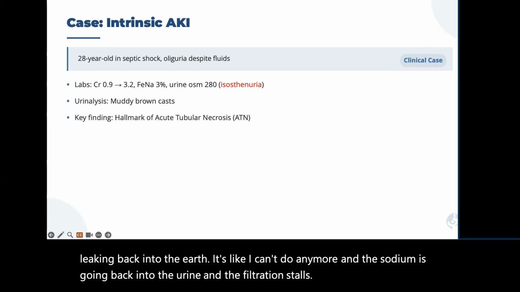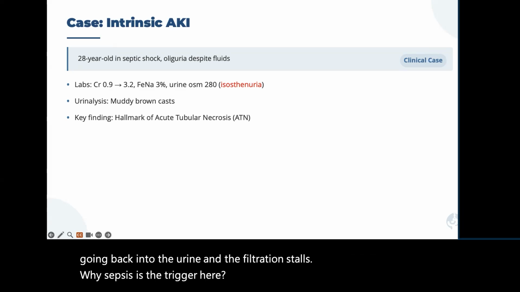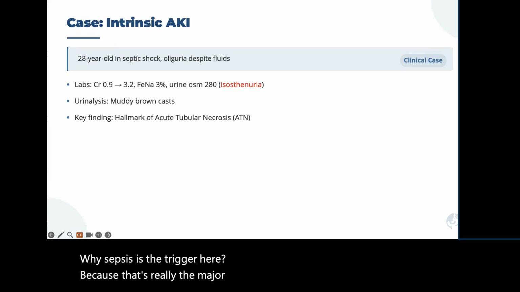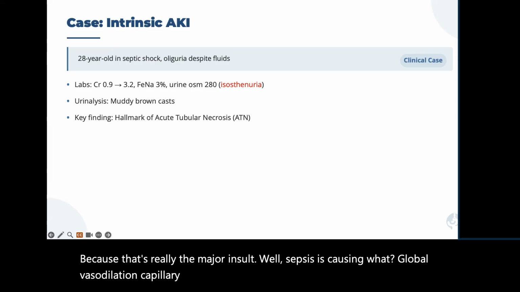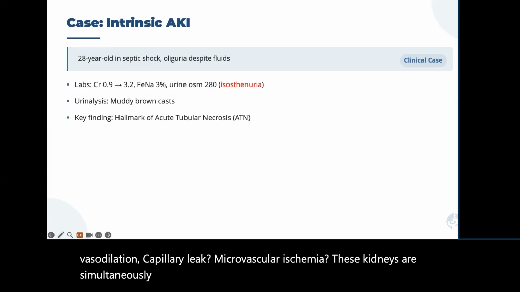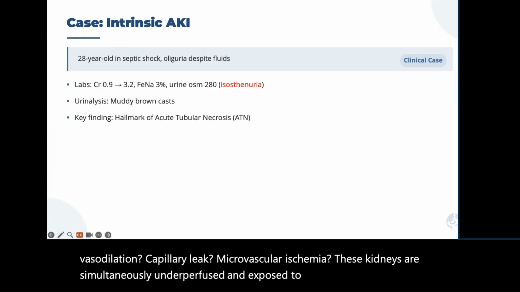Why? Sepsis is the trigger here, because that's really the major insult. Well, sepsis is causing what? Global vasodilation, capillary leak, microvascular ischemia. These kidneys are simultaneously underperfused and exposed to inflammatory toxins.